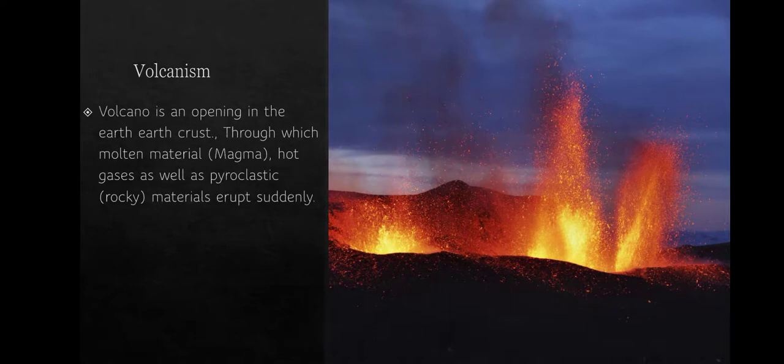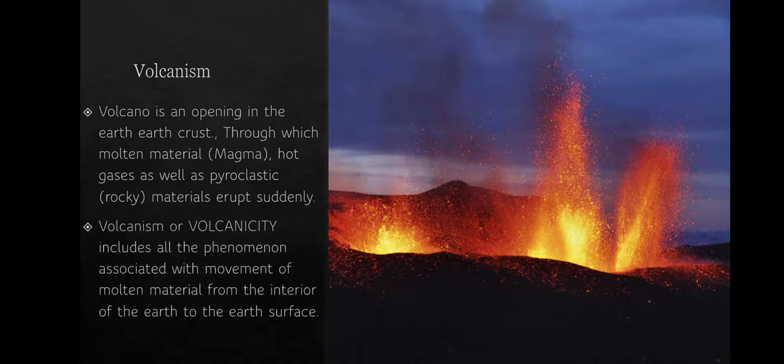A volcano is an opening in the earth's crust through which molten material like magma, hot gases, as well as pyroclastic materials erupt suddenly. Volcanism or volcanicity includes all the phenomena associated with movement of molten material from the interior of the earth to the earth's surface.